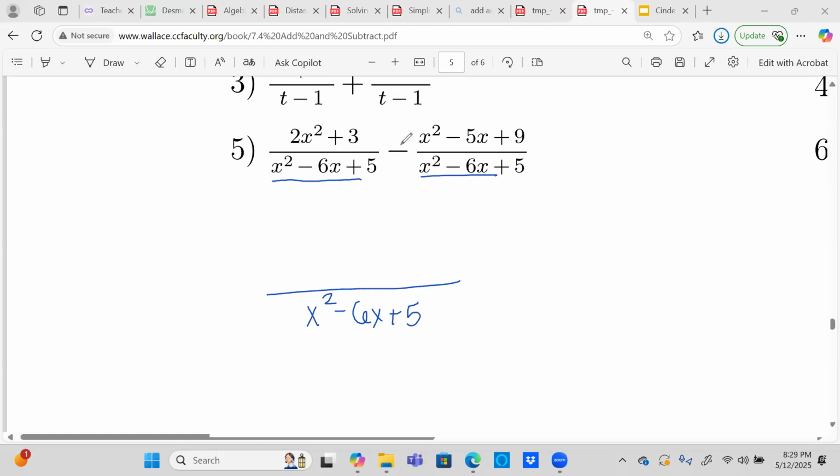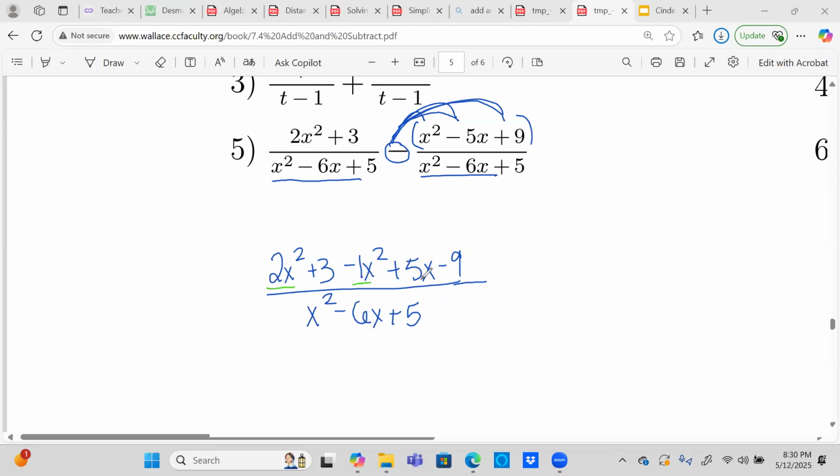And then you're going to subtract the top, but it's subtracting this whole second one. So distribute that negative. So the first thing is fine, 2x squared plus 3, and then distribute that negative. So that would be minus x squared, minus minus would turn positive 5x, negative times 9 is negative 9. There we go. So make sure you do that whole second one is being subtracted. There's an invisible 1 right there, and then let's combine like terms.